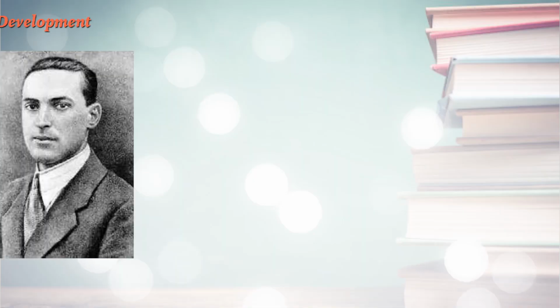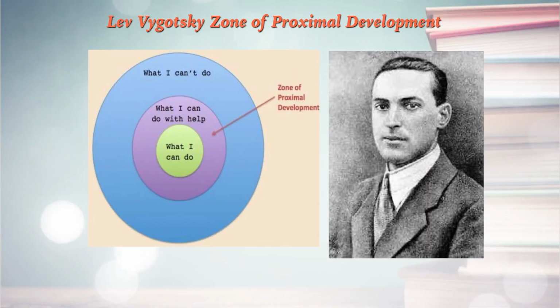Then Vygotsky, the famous Russian psychologist, propounded the theory of the zone of proximal development. He said, okay, look at that innermost circle: this is what I have learned, I can do. And look at the second circle: this is what I can do with somebody's help, it may be a teacher, peer or someone else. Then look at it, some of the things I can't do.